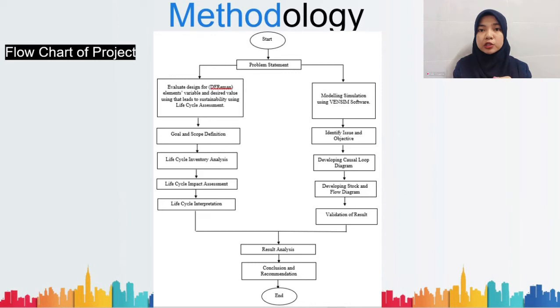This modeling simulation starts with identifying the issue and objective, developing a causal loop diagram, developing a stock and flow diagram, and lastly validation of results. Then these three methods will undergo result analysis to get the result of the study. After getting the result, the conclusion and recommendation will be made.